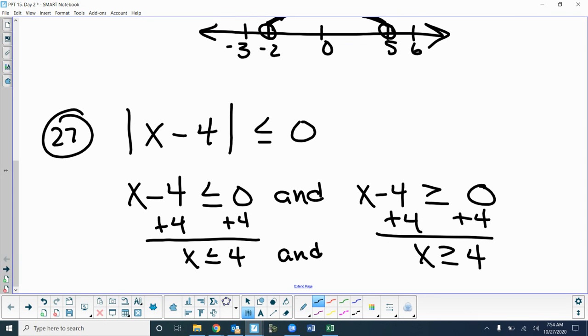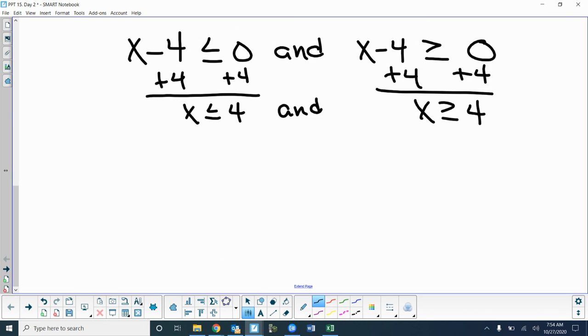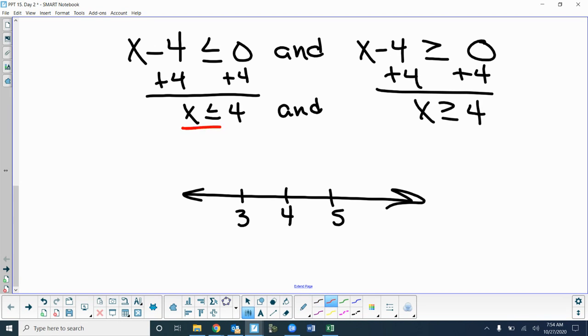So I get this, all right? So if I were to graph this, like I'm supposed to, 4's here, 3, 5. For this left one, we'll put this one in red. It would be this way. And we'll do this one in blue. That would be that way, right? It's an and, so where do they overlap?